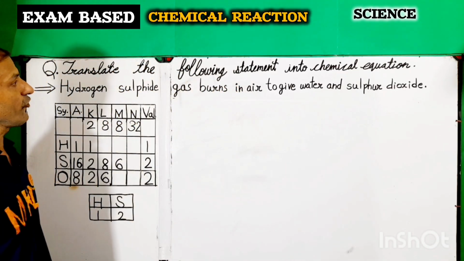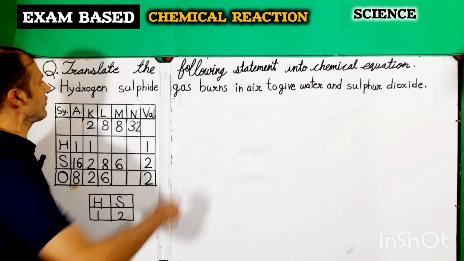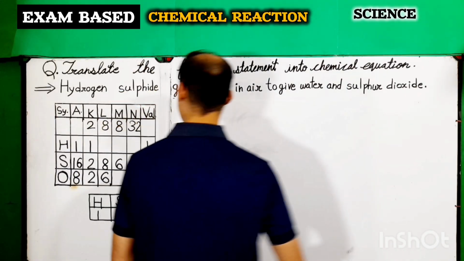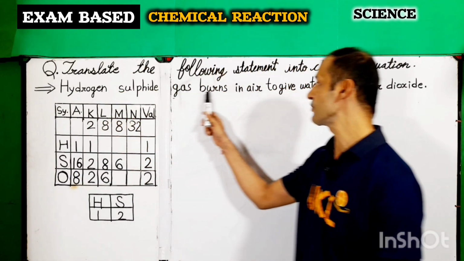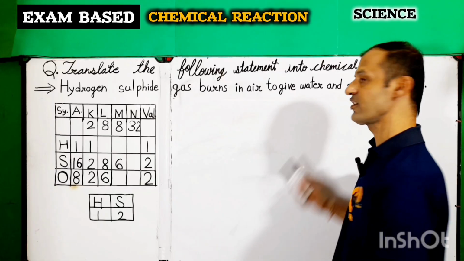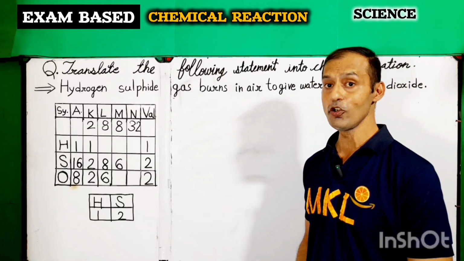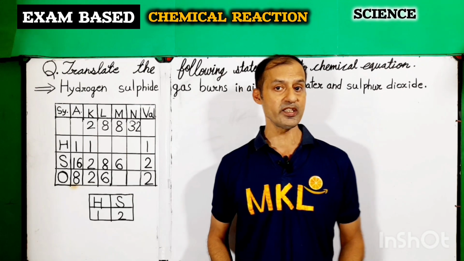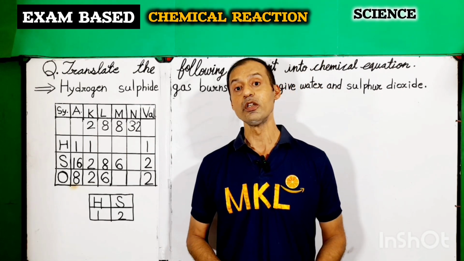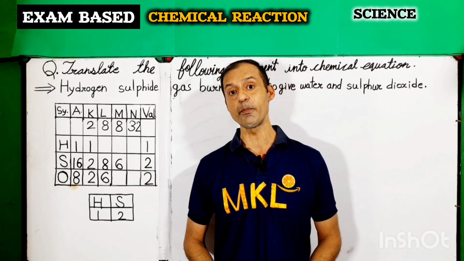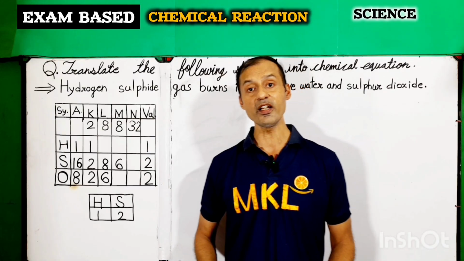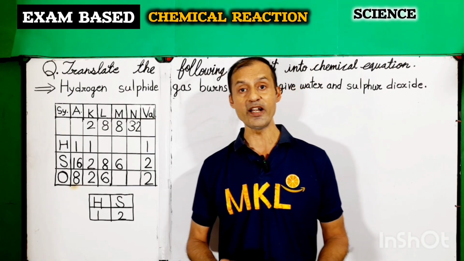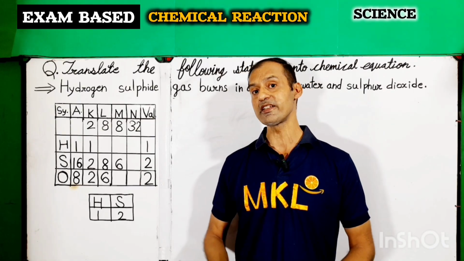Translate the following statement into a chemical equation: hydrogen sulfide gas burns in air to give water and sulfur dioxide. Whenever burning or combustion comes to our mind, we have to think that burning and combustion are related to oxygen. Whenever something burns, it requires more and more oxygen.